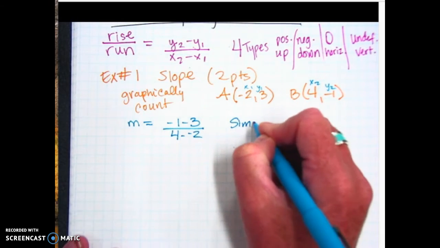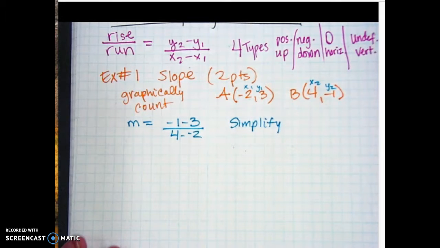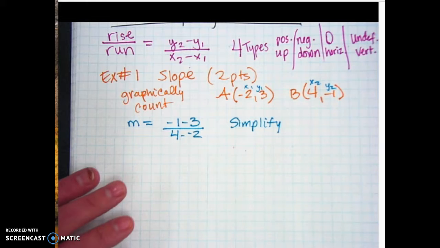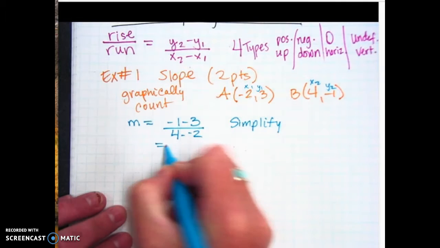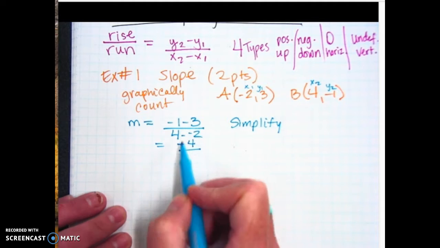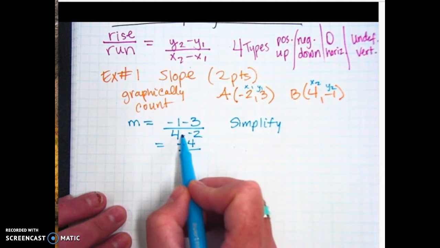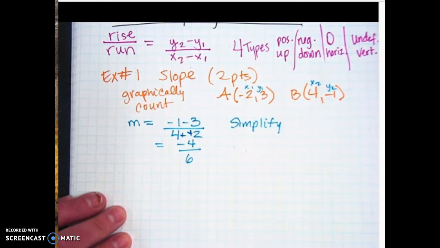And as long as you plug it in the right spots, all you have to do is simplify. Most people can do these in your head. If you have a hard time adding and subtracting negative numbers, please use your calculator. Okay? And if you plug it into your calculator correctly, it'll do it all for you. All right, so negative 1 minus 3 more is negative 4. And then in the denominator, we have 4 minus negative 2. We'll change those both to plus plus. So 4 plus 2 is 6.